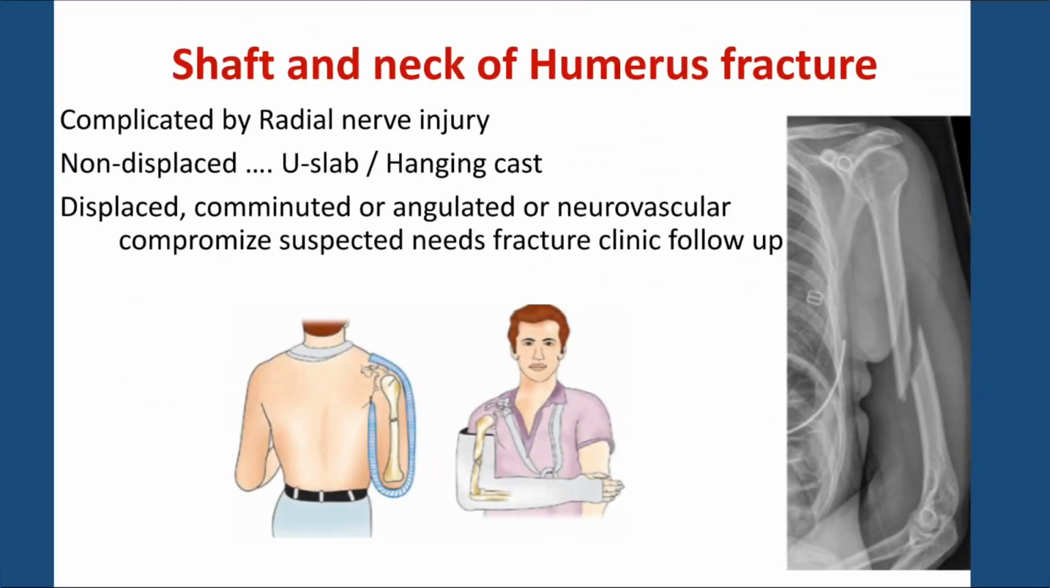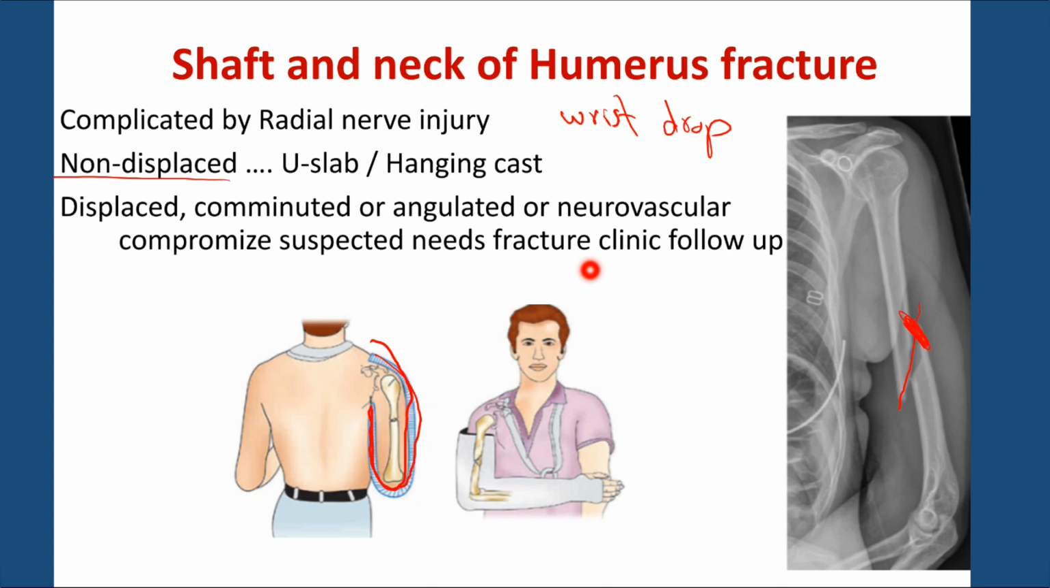We have shaft and neck humerus fractures. The shaft of humerus fracture can be complicated by radial nerve injury because there is a groove here which contains the radial nerve. If it is injured, it leads to wrist drop. This type of fracture, if it is non-displaced, you just put the patient in a U-shaped slab like this. So this is a U-shaped slab.